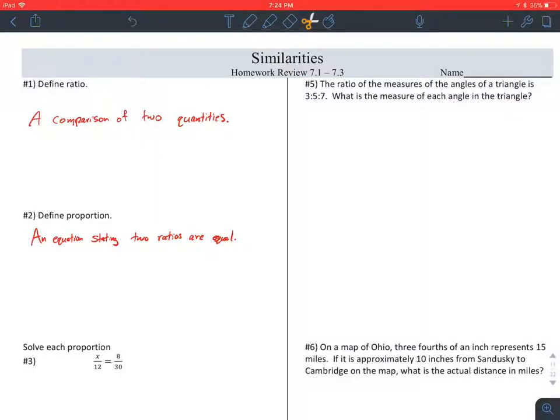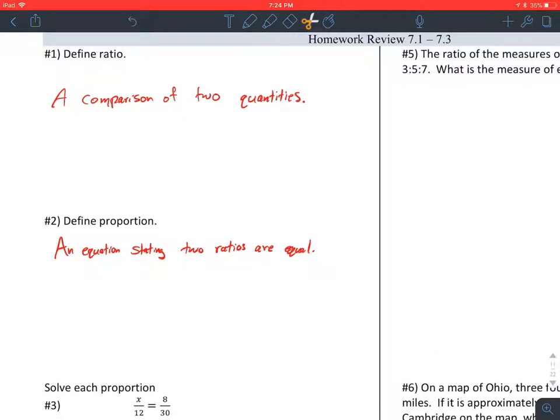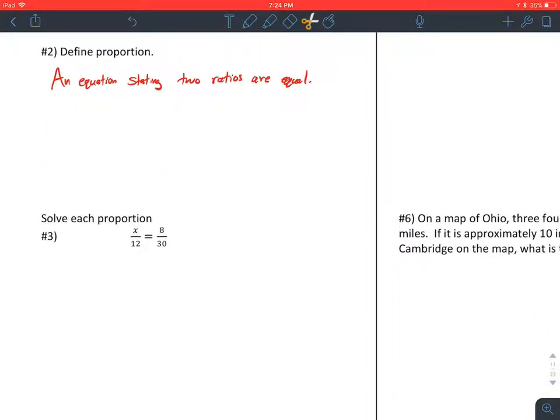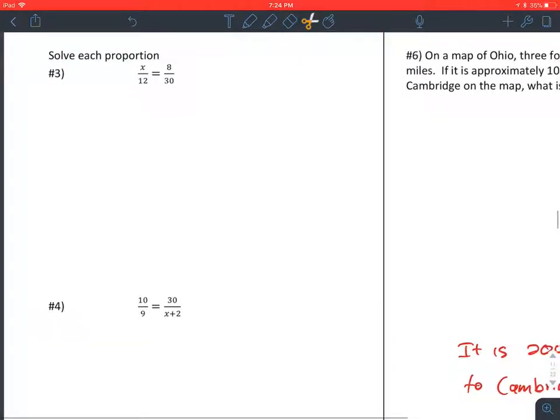All right, we have a homework review 7.1 to 7.3. We're going to have a quiz over this. So the first thing we have up is a term, define ratio. That's a comparison of two quantities. Quantity is just a number. So anytime you compare two numbers in a fraction, or with a colon, or with the word "to," that's a ratio. Define proportion. Well, that's when you take two ratios and set them equal to each other.